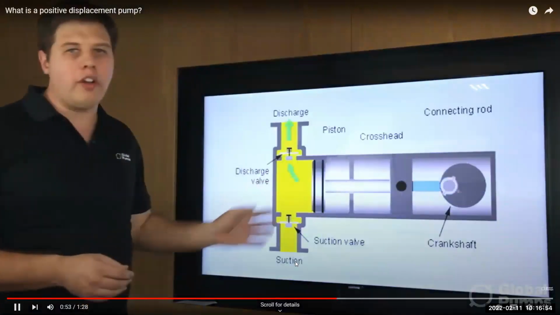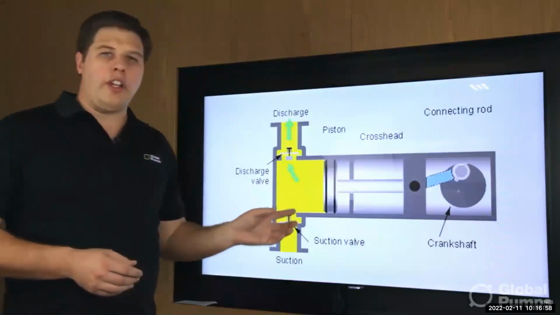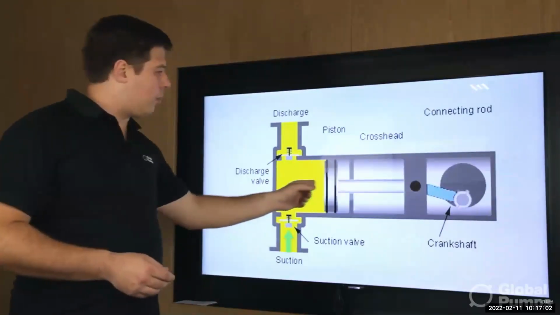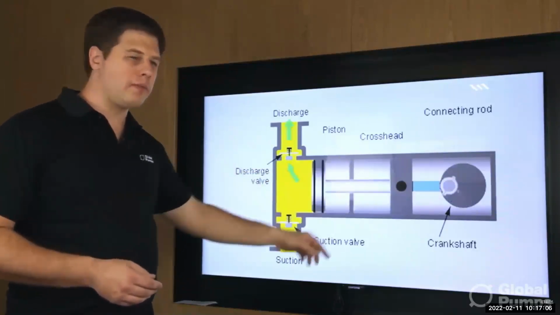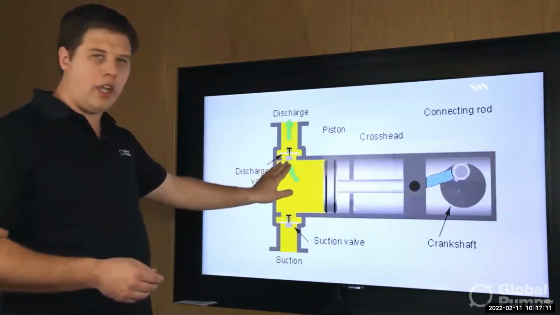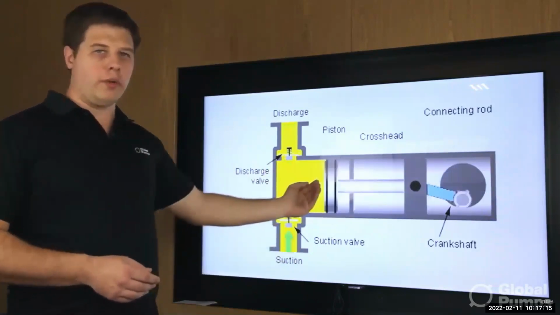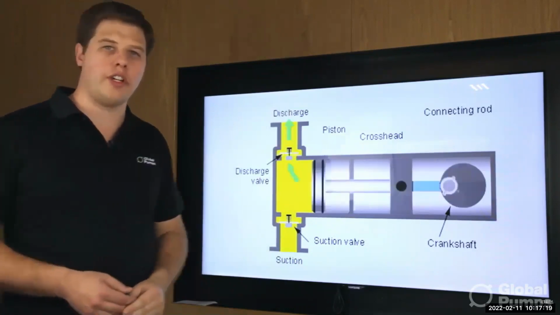So what we've got here on the screen is a reciprocating positive displacement pump. As you can see, it's pulling this shaft backwards and forwards, and you've got a valve at the bottom and another valve at the top. As it pulls back, it draws the liquid in, and then it pushes the liquid to the discharge.